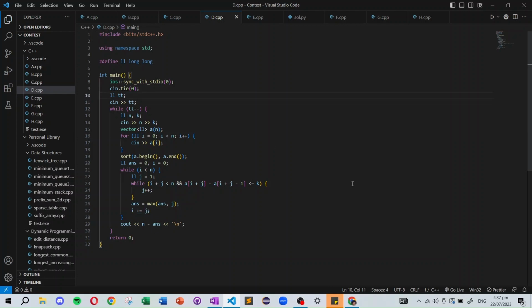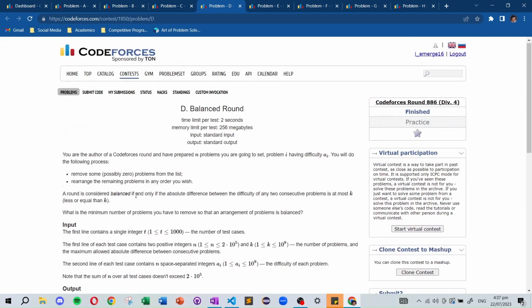Actually, the answer is not the maximum length of a subarray with consecutive elements having a difference of at most k. It's actually n minus the length, because you want to minimize the number of problems you need to take out. So you want to maximize the number of problems that would be left. Okay, so that's problem D.